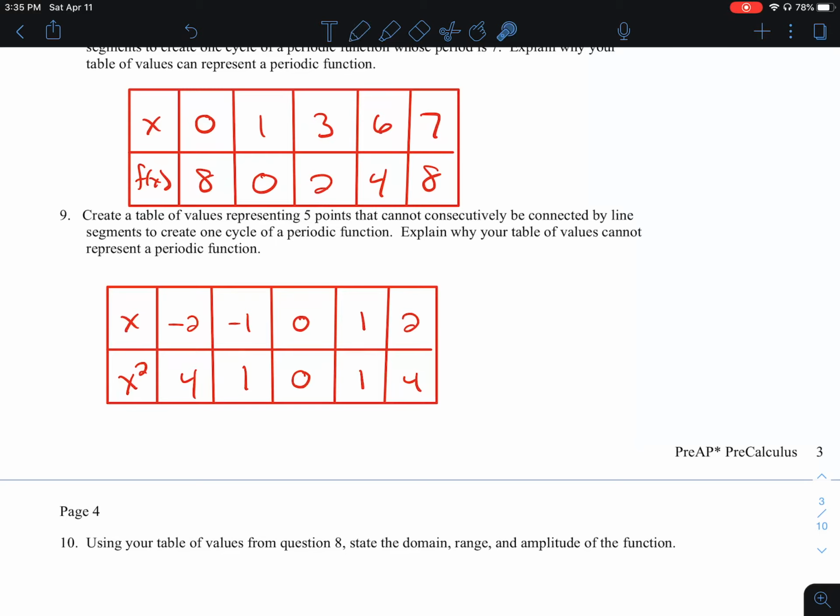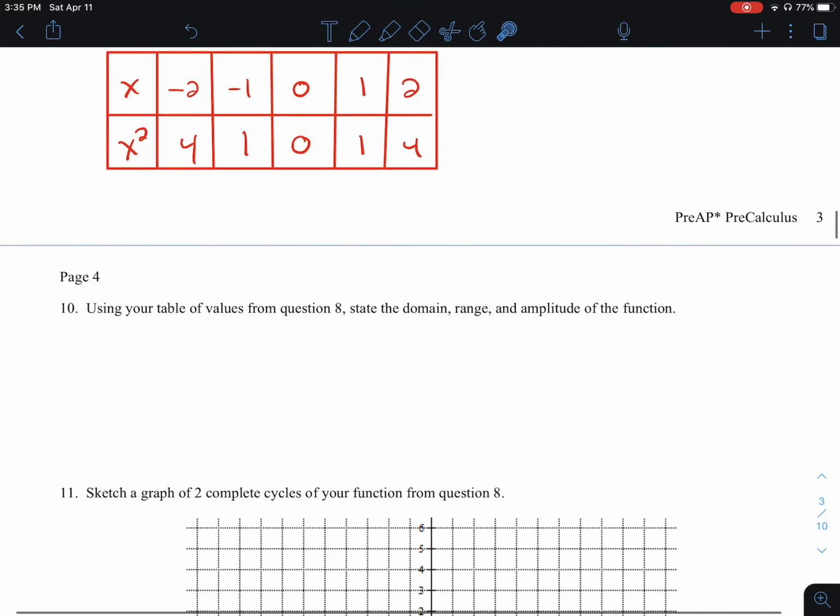I don't love this question. Explain why your table cannot be a periodic function. Well, if I'm saying it's y equals x squared, it clearly can't be because it doesn't repeat itself. Just looking at these numbers, it sure could look like this could be. I'm going to move on from 9 and leave this as, I wish I would have not asked that question or given it more thought before I jumped into the homework.